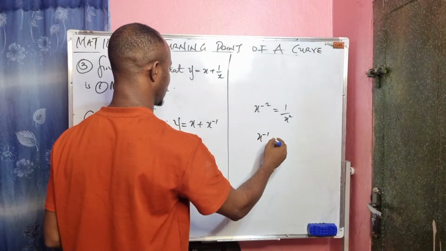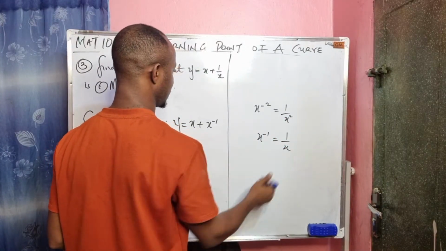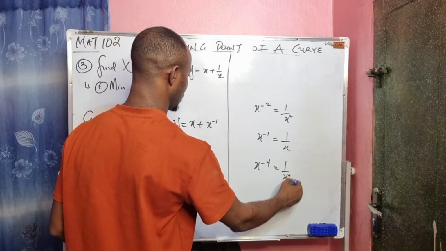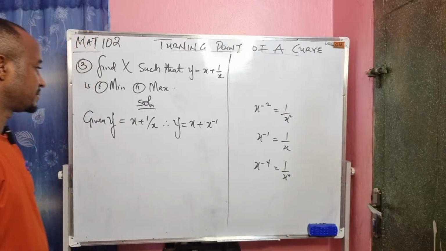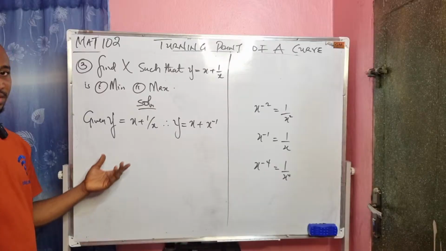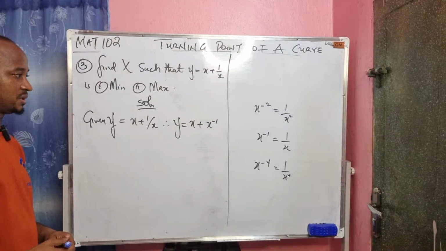If I have x to the power of minus 1, this is 1 over x. If I have x to the power of minus 4, this is the same as 1 over x to the power of 4. Why do I have to do this? Because I want to differentiate using the power rule of differentiation.